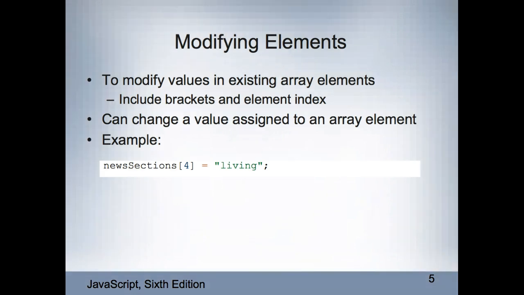Brackets and an element index are used to modify or add values in an existing array. For example, to add living as the 5th element of the newsSections array, you'd use newsSections sub 4 equals living. Sub 4 stands for subscript 4 and is used to refer to a particular index in an array.